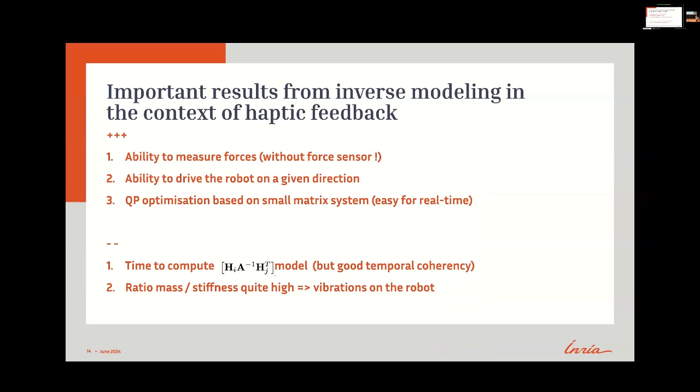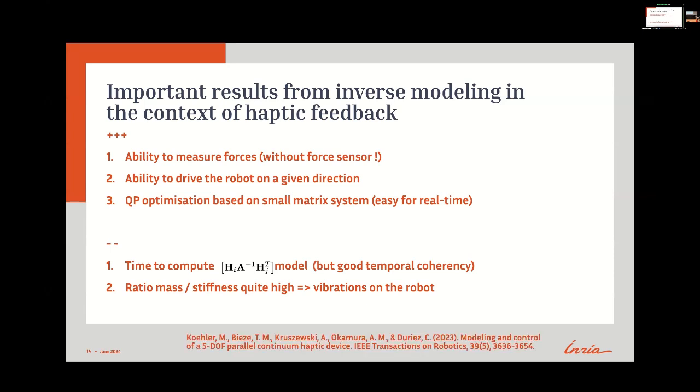We have all the ingredients to do a haptic device with that. We are able to measure the force without a force sensor. And we are able to drive the robot in a given direction. And we are able to do a QP optimization based on a small matrix system. So it's quite easy. The only problem we have is that the time to compute this compliance matrix is time consuming. But the good thing is that we have a good temporal coherency, meaning that this matrix is not changing a lot over time. And the second problem is the mass stiffness ratio that I've used in these soft robots, so it could create some vibration on the robot.